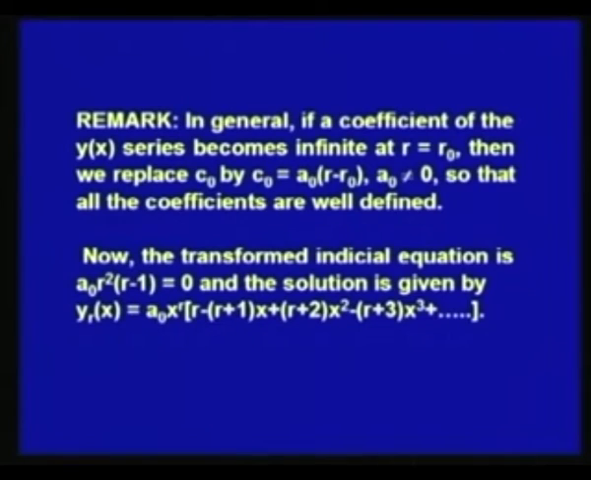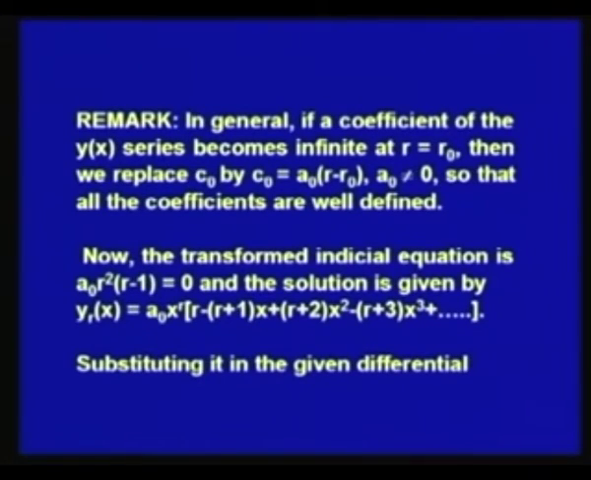And with this choice of C0 = A0 r, it turns out that the transformed initial equation becomes A0 r²(r-1) = 0, and the solution transforms into y_r(x) = A0 x^r [r - (r+1)x + (r+2)x² - (r+3)x³ + ...], and so on.